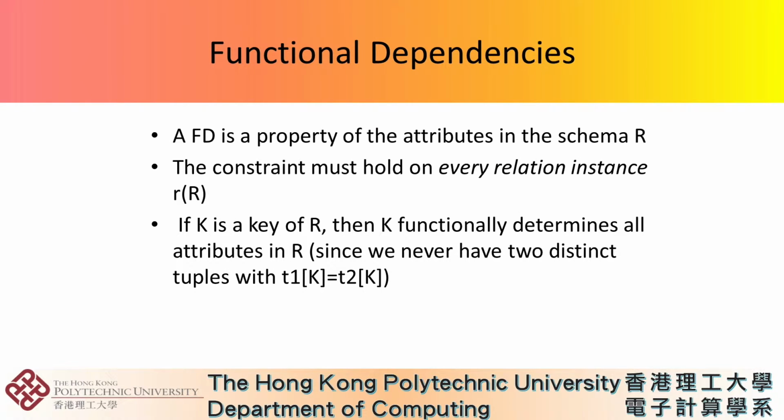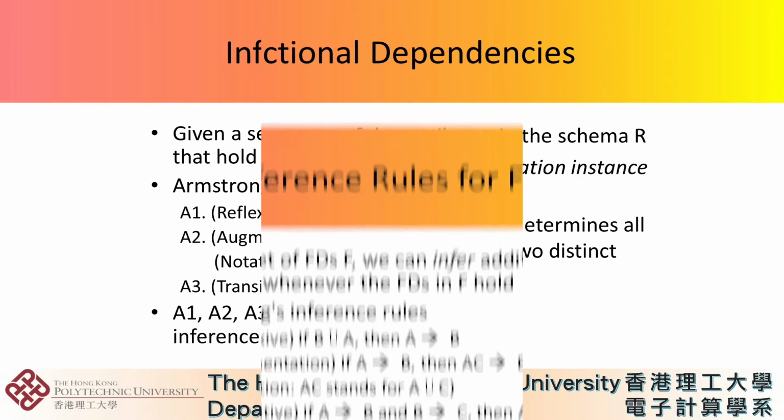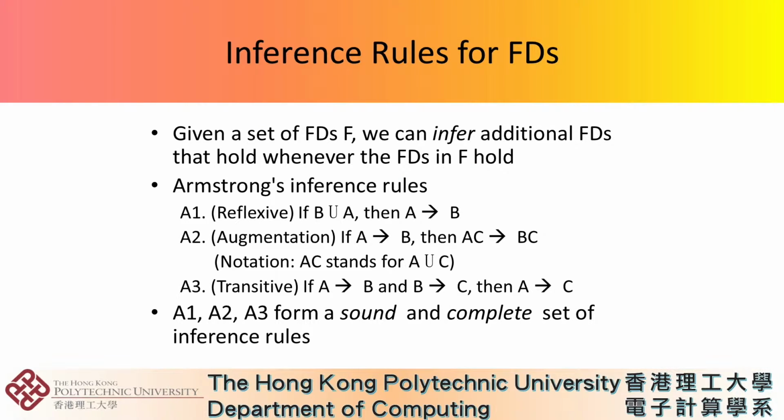A functional dependency is a property of the attributes in the schema R. The constraint must hold on every relation instance. If K is the key of R, then K functionally determines all attributes in R. Then I will talk about the inference rules for functional dependencies.